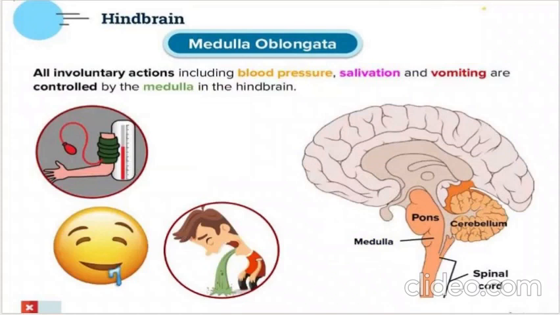Now, all the involuntary actions like blood pressure, salivation, and vomiting are controlled by the medulla. Can you increase or decrease your blood pressure? No, it's not in our hands. Salivating: whenever you see something very yummy, you automatically start to salivate, isn't it? Then vomiting, can you vomit on your own? Is it in your will? No. You can't say, okay, I want to vomit today. It won't happen. So all such involuntary actions are controlled by the medulla oblongata.